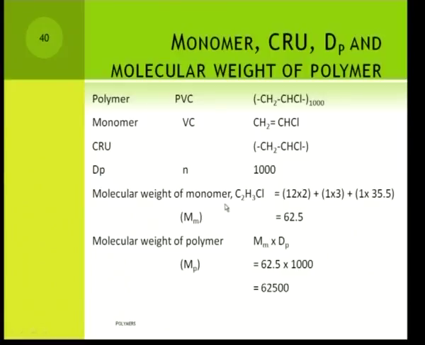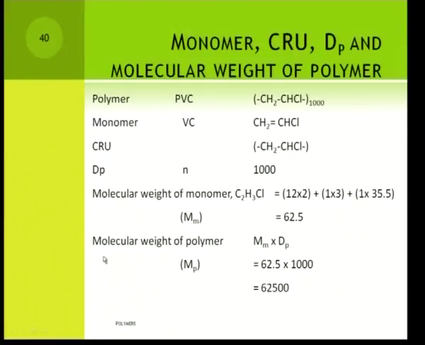And now the molecular weight of the monomer, how do we calculate it? For the monomer unit CH2 CHCl, you have 2 carbons, 3 hydrogens and 1 chlorine atom present in one monomeric unit. Hence, you just multiply the atomic weight of carbon by 2, plus 1 into 3 for hydrogen, and 35.5 into 1 for chlorine. Simply add them to get the molecular weight of the monomer. Here in this case, the monomer's molecular weight is 62.5.